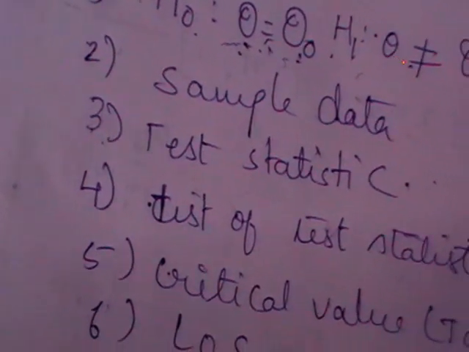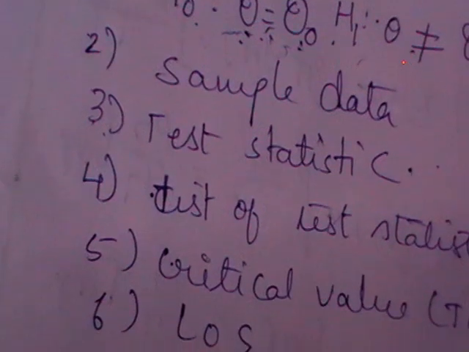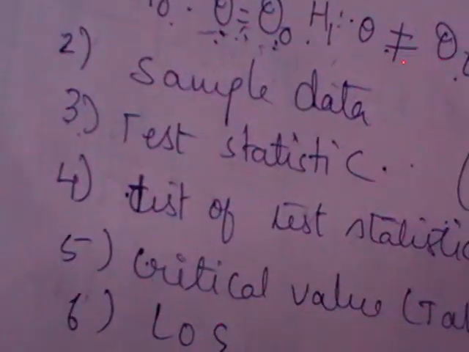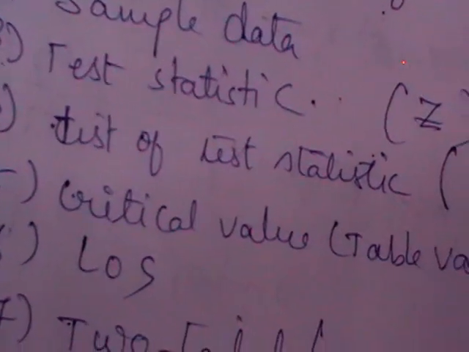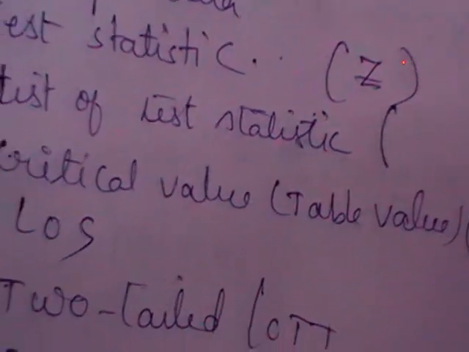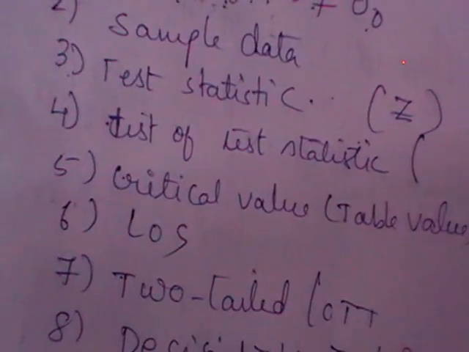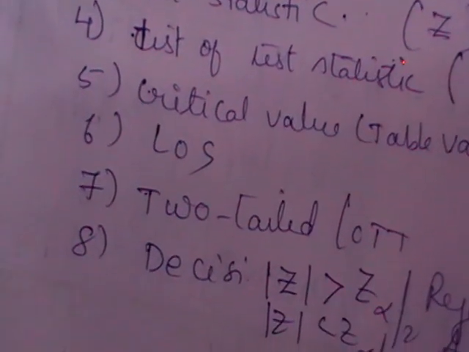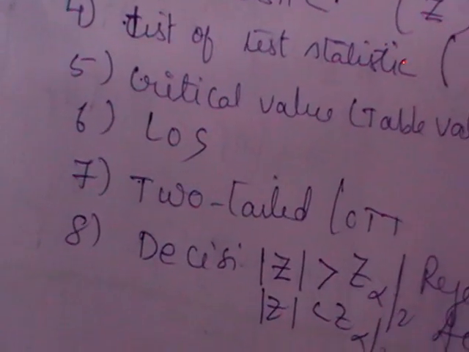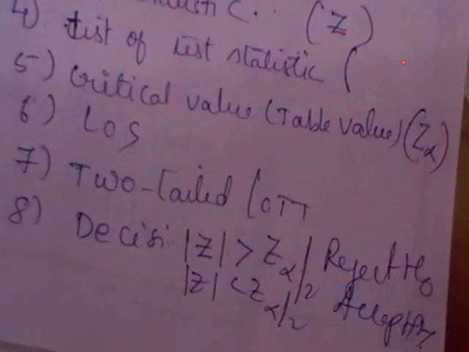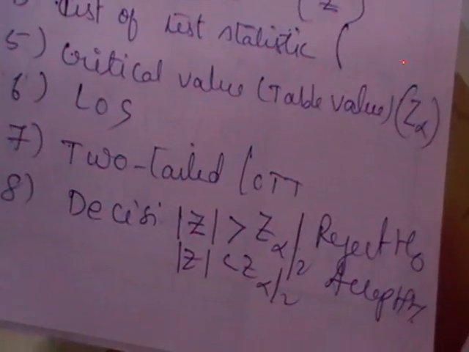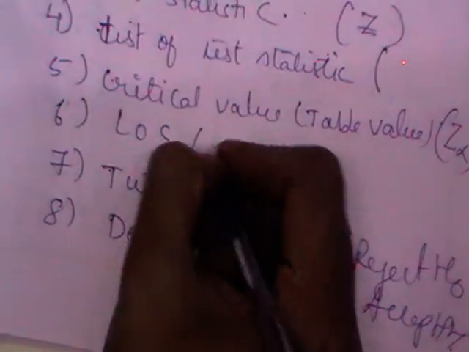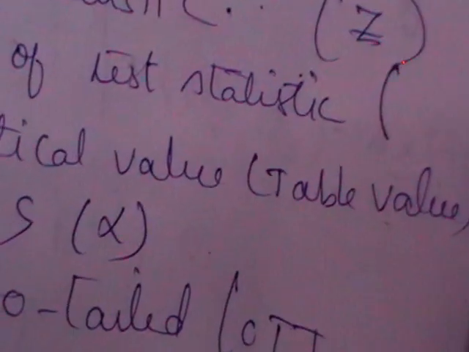Then, critical value. After identifying the distribution which it follows, like normal distribution or chi-square or T or F, you are going to write its table values, and you should tabulate those from the tables. Then the level of significance we indicate with alpha. You should specify the level of significance alpha. That critical value is indicated with Z alpha.